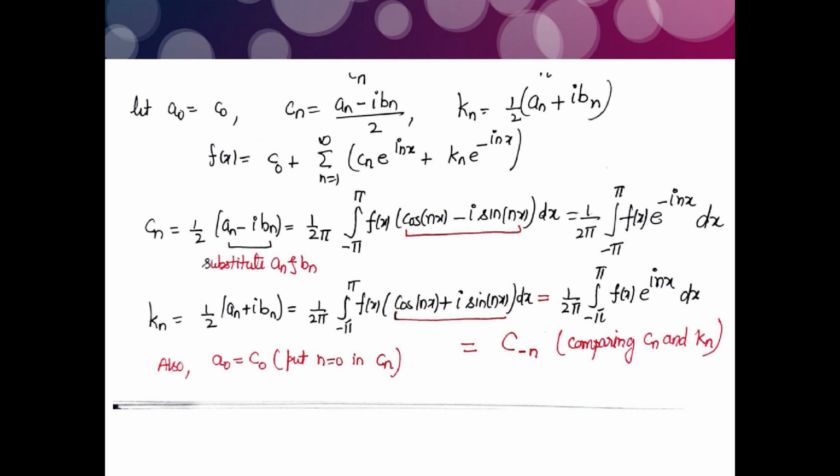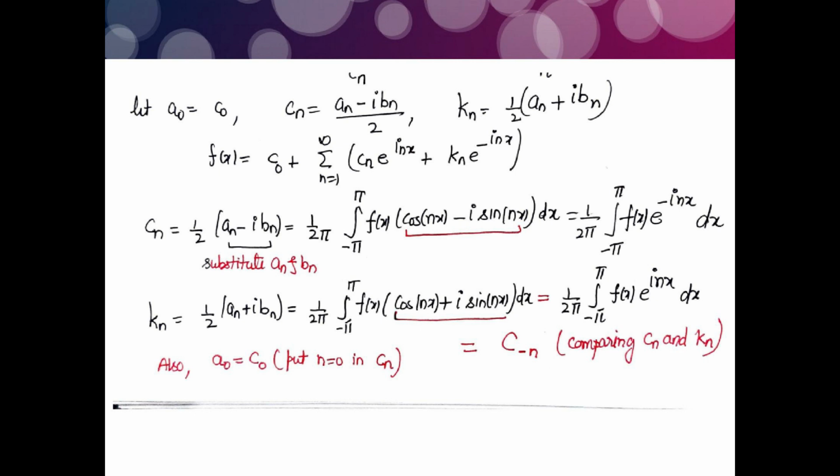Let's define a naught as C naught. C n is a n minus iota b n divided by 2. K n is 1 by 2 times a n plus iota b n. Substitute all these values in the usual Fourier series and we have f of x equal to C naught plus summation over n from 1 to infinity of C n e raised to power iota nx plus K n e raised to power minus iota nx. Now we further simplify C n and K n.